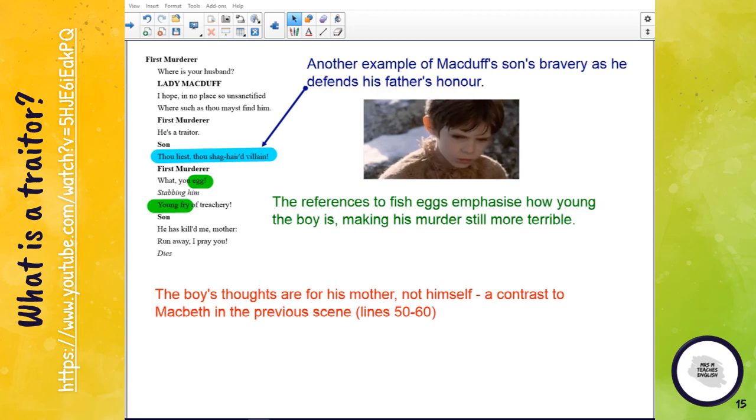And finally, to reinforce this, the boy's final thoughts are for his mother, not himself. An interesting contrast to Macbeth in the previous scene, where Macbeth had displayed his absolute selfishness, being prepared to destroy the world as long as it fulfilled his aims.